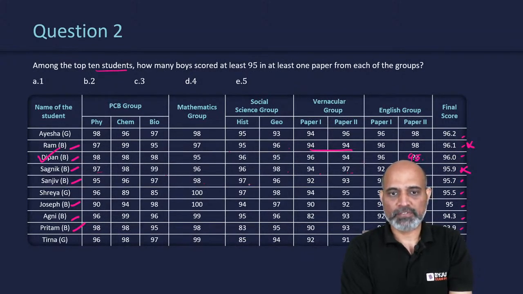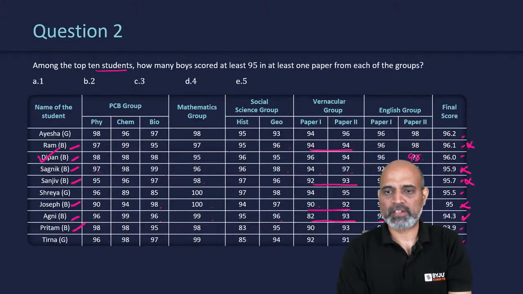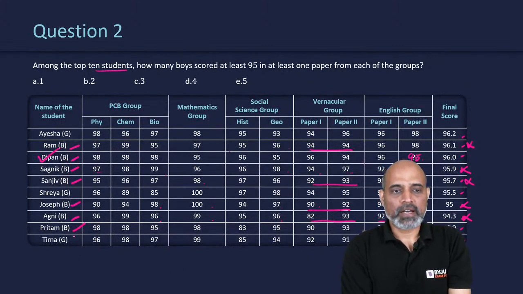Let's go to Sanjeev. 95 and above, 95 and above, 95 and above. Problem. Not this guy. Joseph. 98, 100, 94, 97, perfect. 90, 92, problem. So people did not score well in vernacular. Agni, more than 95, perfect. More than 95, 95 and above. 82 and 93, again a problem. So two places with problems, so not this one. Preetham, 95 and above, 95, 83, 95, 90, 93, again a problem.